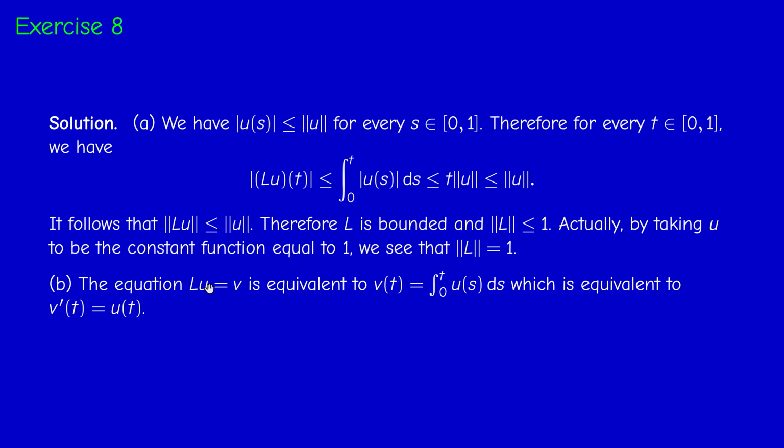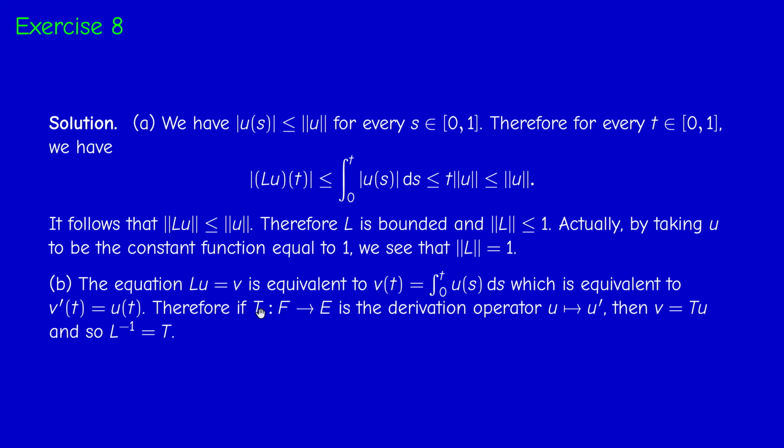So this equation is uniquely solvable, actually. And u is just the derivative of v. This means that the inverse, L minus 1, is just the derivation operator, which I call T. It maps from F into E, because in order to differentiate, I need differentiable maps. So to each element in C1, to each continuously differentiable function, I associate its derivative.